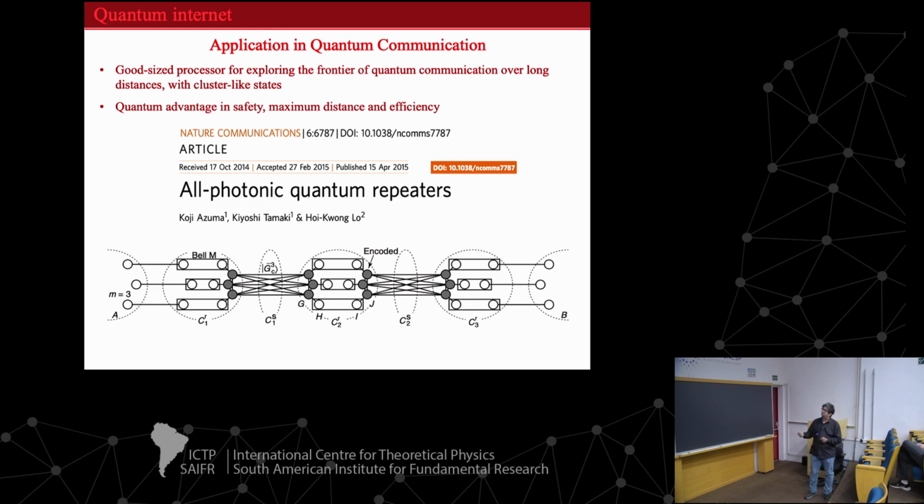For example, this article is from 2015. It's a proposal for all-photonic quantum repeaters, which use this kind of cluster states. And the thing is that for this kind of application, you're going to use a more complex state, with a higher number of photons or at least modes, but it's not very high. I mean, with maybe less than 10 modes, you can already do something quite interesting. And so that kind of processor may allow us to enter this kind of problem.